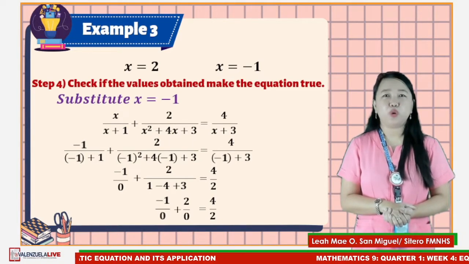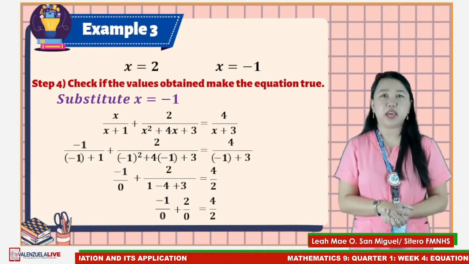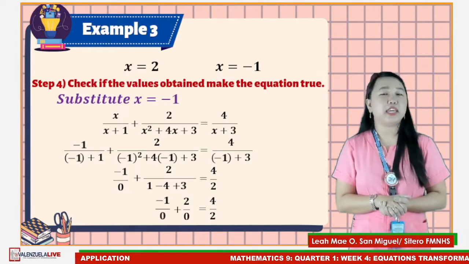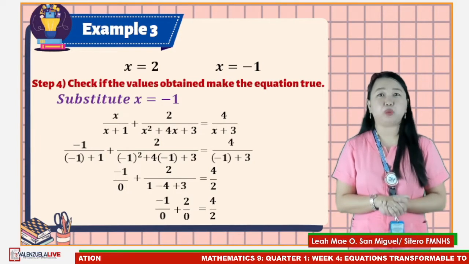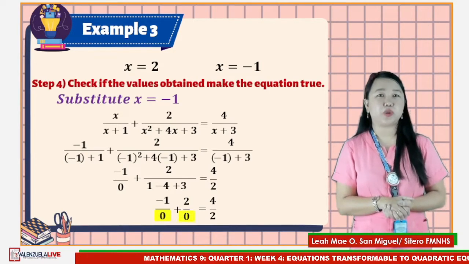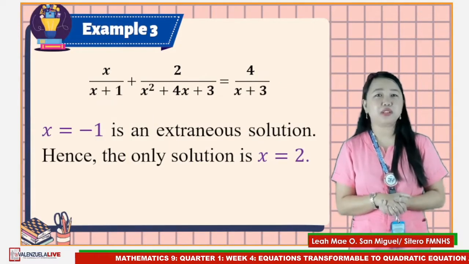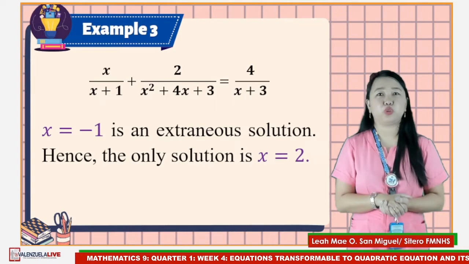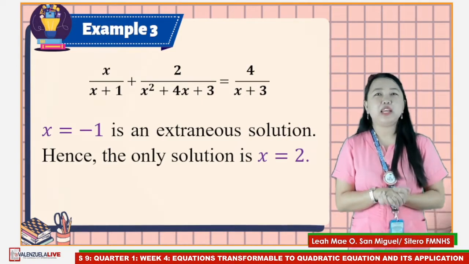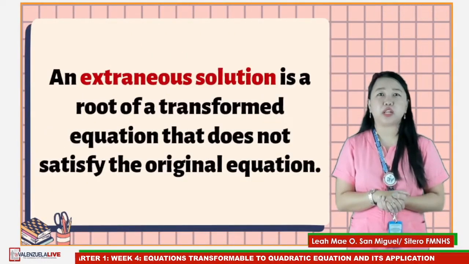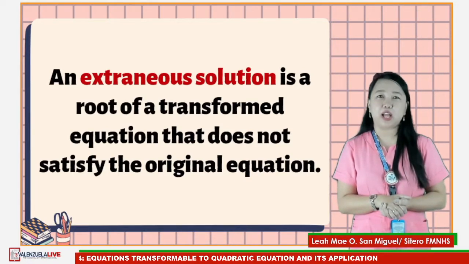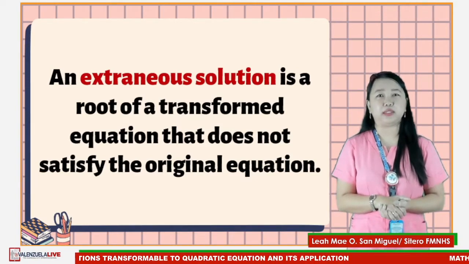As you can see, we have 0 in the denominators. In a rational algebraic expression, the denominator must not be equal to 0 because it will become undefined. X equals -1 is an extraneous solution, hence the only solution is x equals 2. What is an extraneous root or solution? An extraneous solution is a root of a transformed equation that is not a root of the original equation, just like the value of x a while ago, which is -1.